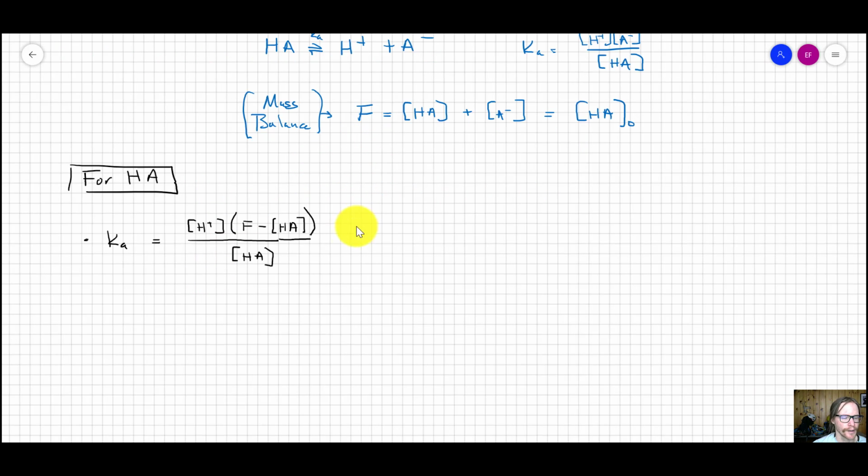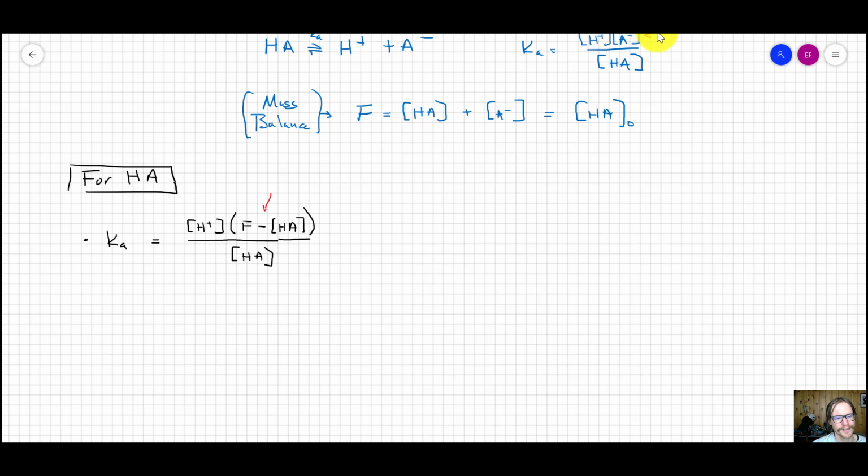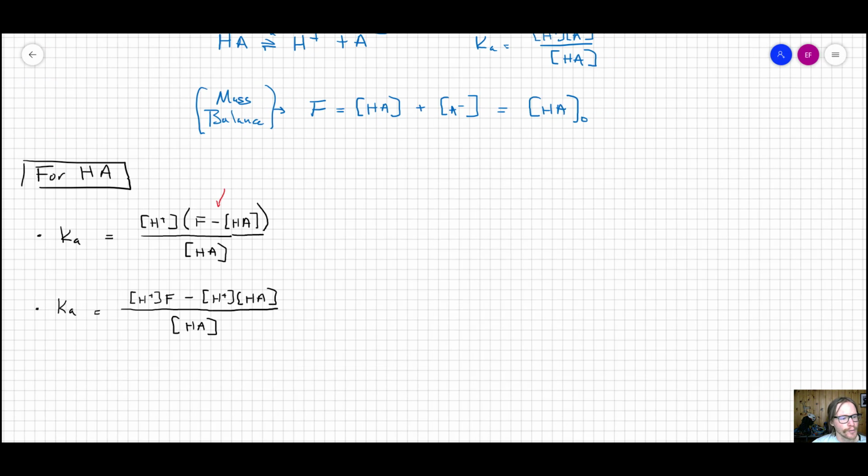Okay, so first step is just combining the two expressions that I have above. So what I did was take the mass balance expression and solve it for A minus, which would just be F minus HA. And then I substituted that in for the A minus part here in the Ka expression. So really that's all that changed, is now you have F minus HA instead of the A minus, simply from substituting the mass balance expression. Now I just need to distribute that numerator, so I've got the H plus, I'm going to distribute into the F minus HA. That's what I get next.